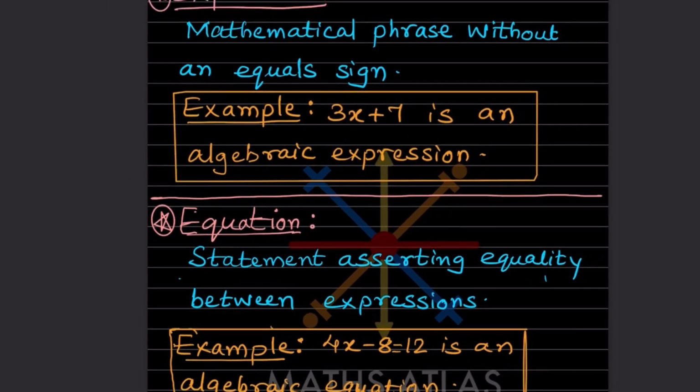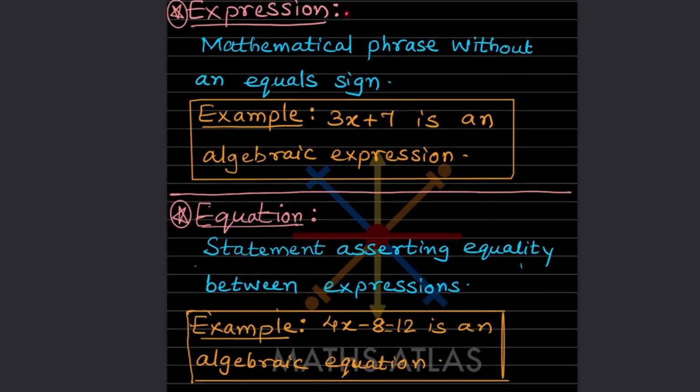You should know the difference between the expression and the equation. That is very important. I keep repeating in my videos that you should write all these things in your notes, and keep on revising them. Now here, this is an equation: a statement asserting equality between expressions. So this one is without an equal sign and this is with the equal sign, which is equality. So 4x minus 12 minus 8 is equal to 12. This is the equal sign.